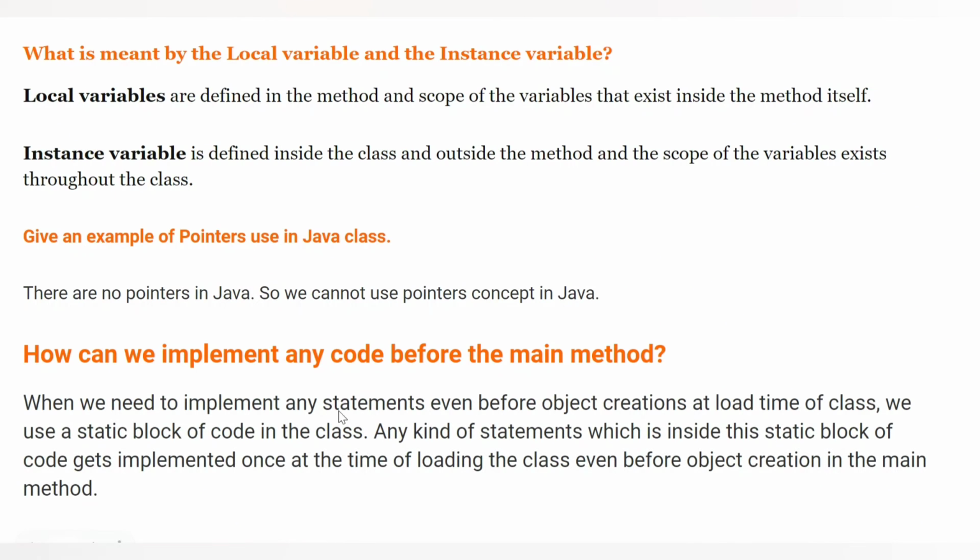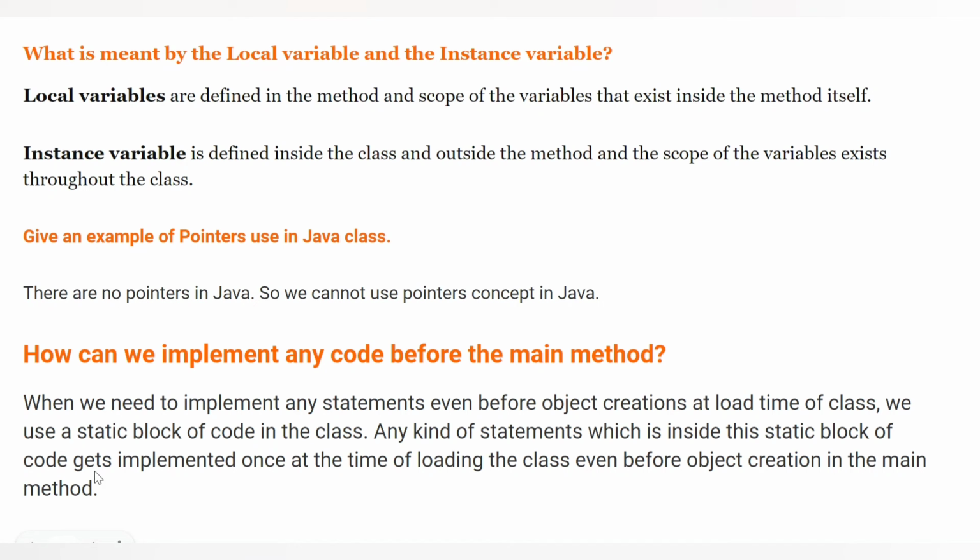When we need to implement any statement even before object creation at load time of class, we can use a static block of code in the class. So before a main method, you can also implement your code with the help of a static block. We can execute a Java program without a main method by using a static block. A static block in Java is a group of statements that gets executed only once when the class is loaded into the memory by the Java class loader. It is also known as static initialization block.